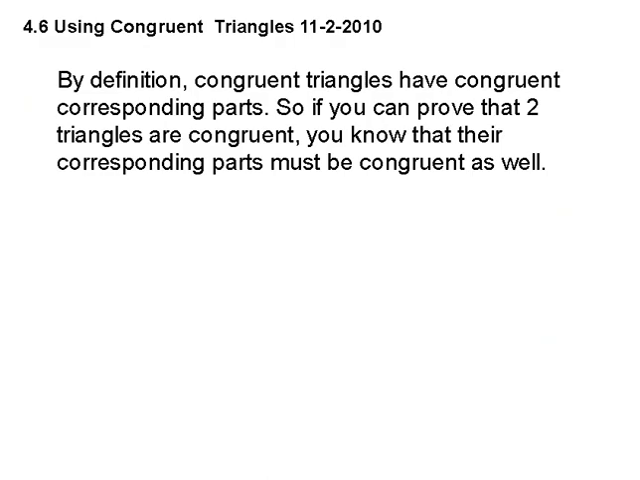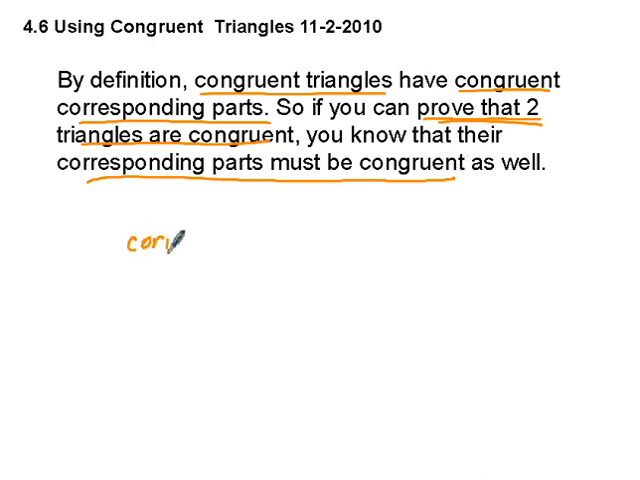definition here. Congruent triangles have congruent corresponding parts. So if you have congruent triangles, then you have congruent corresponding parts. So if you can prove that 2 triangles are congruent, and this is the big step, prove the 2 triangles congruent, then the corresponding parts must be congruent. So corresponding parts of congruent triangles are congruent. That's the biggie there. So let's go ahead and see if we can use that in a proof here.